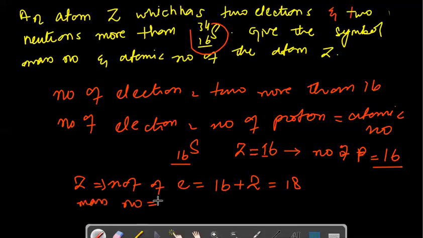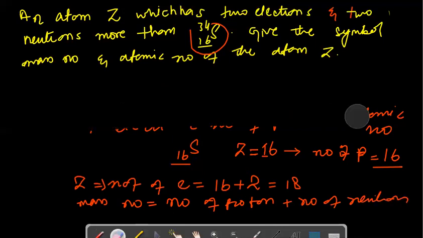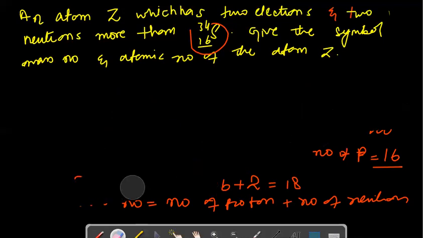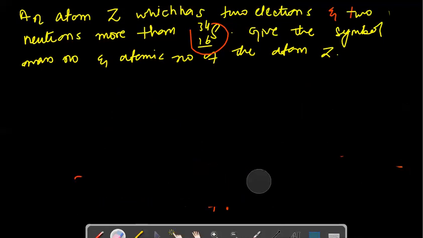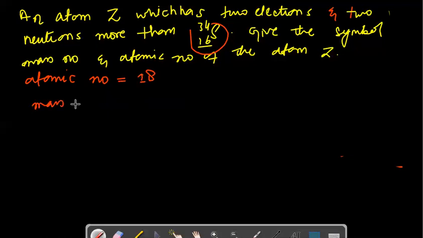mass number is equal to the number of protons plus number of neutrons. Let me erase this part from here so that I will have space to write. First of all, we have identified the atomic number of species Z. The atomic number of the species Z is 18. Now talking about the mass number. What is the mass number?